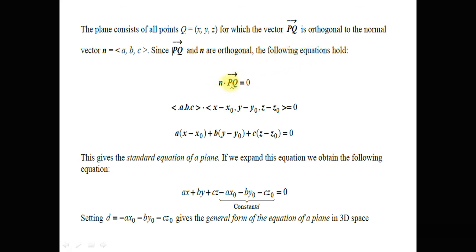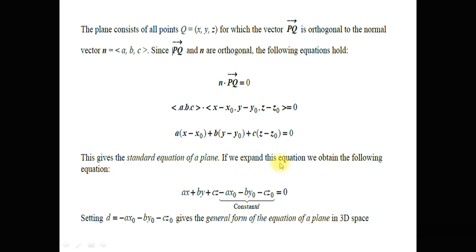We know that when two vectors are perpendicular, then their dot product is equal to 0. So n dot PQ vector is equal to 0. Now the components of n vector are a, b and c, and PQ means q minus p. Subtracting the p coordinates from the q coordinates, we obtain x minus x naught, y minus y naught, z minus z naught. Now by using the dot product, multiplying the corresponding components, we get a into x minus x naught plus b into y minus y naught plus c into z minus z naught is equal to 0. So dear students, you see over here, this is the scalar form which is called equation of plane. This gives the standard equation of plane.